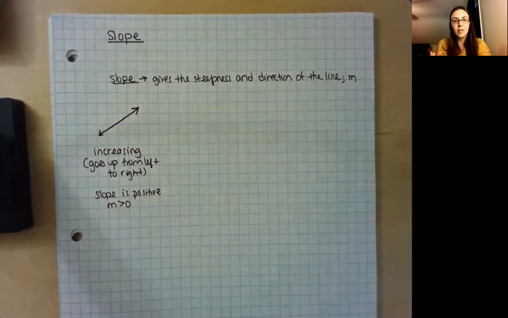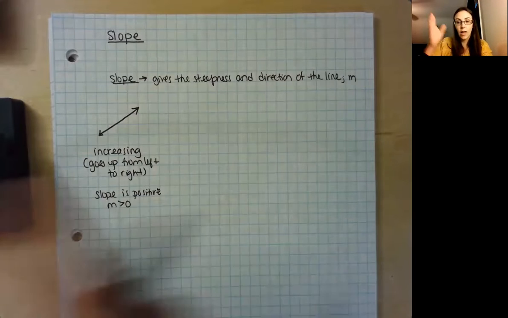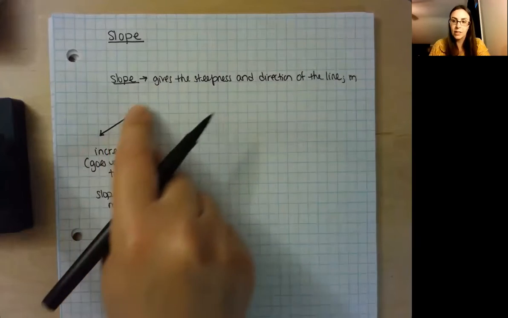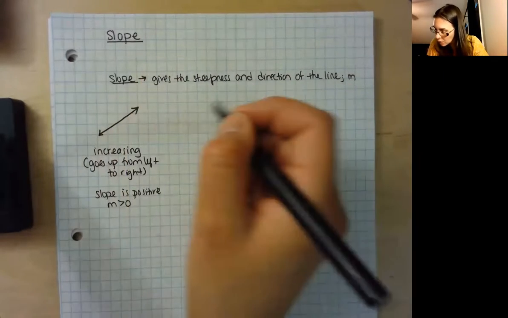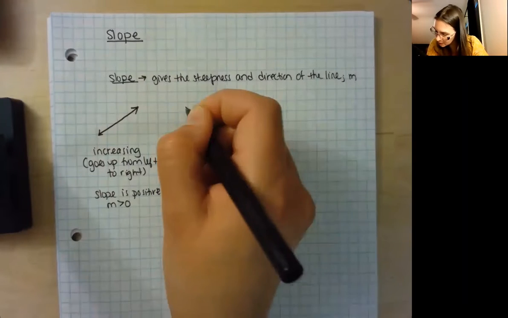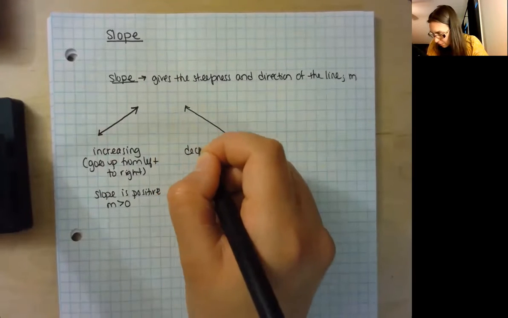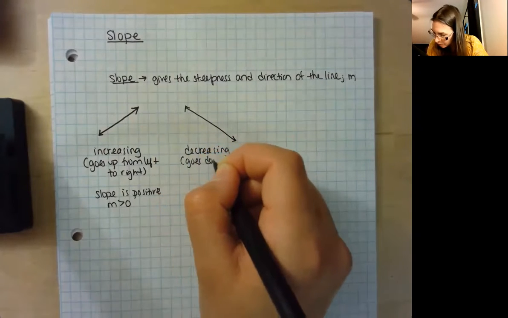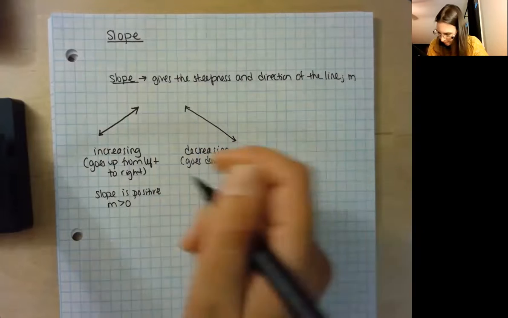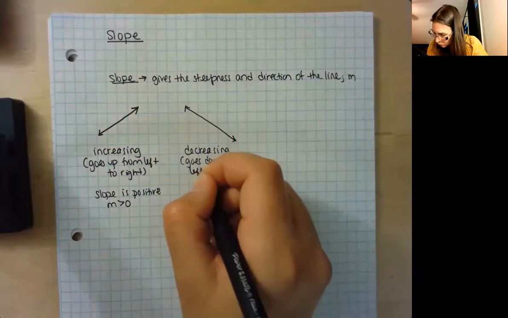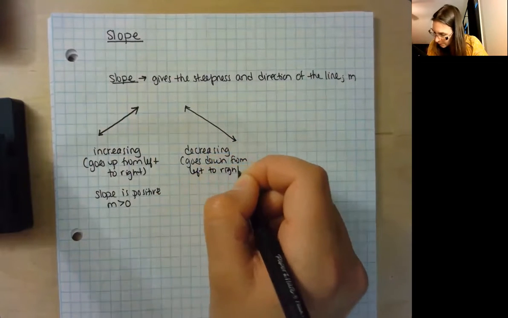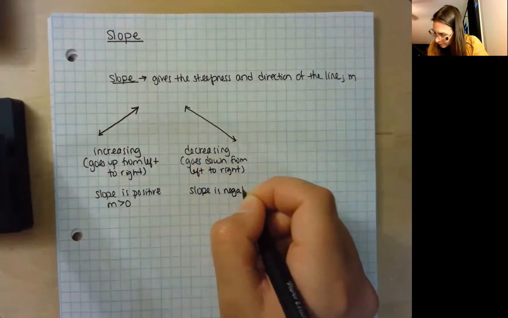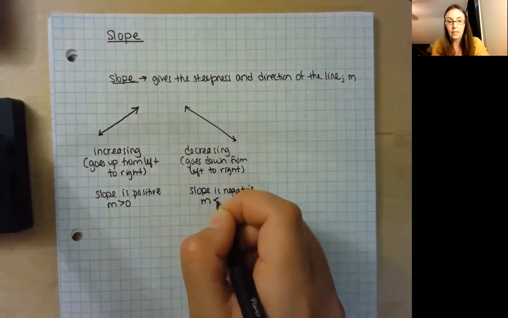So it represents the steepness and the direction of the line, meaning, is it going up? Is it going down? How is it falling? So if you have a positive slope, you have some sort of increasing line. If your slope ends up being negative, you have a decreasing line. So it goes down from left to right. So we're going to see here that our slope is negative. So your m value is less than 0.